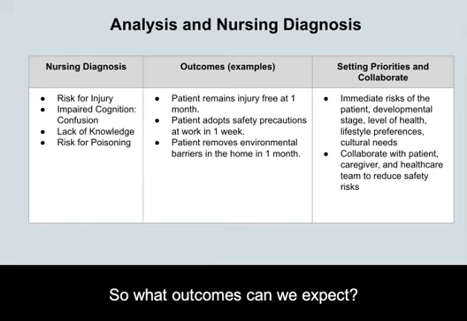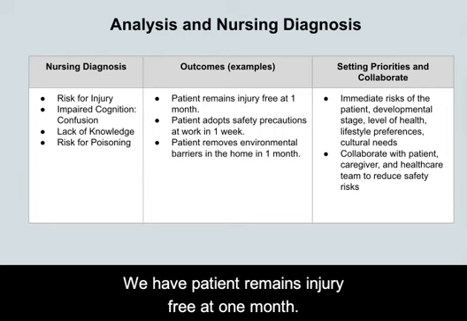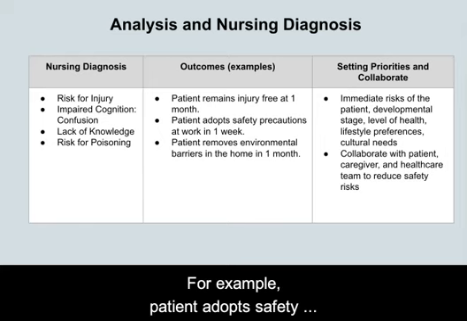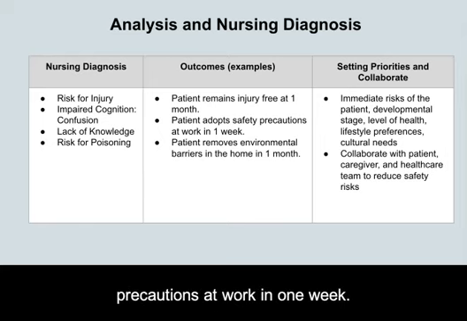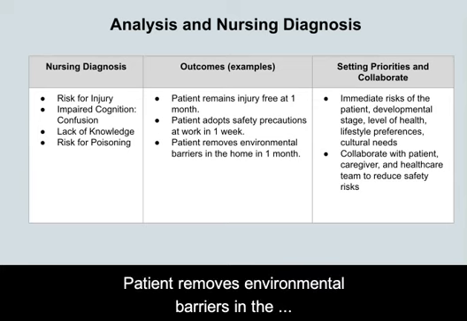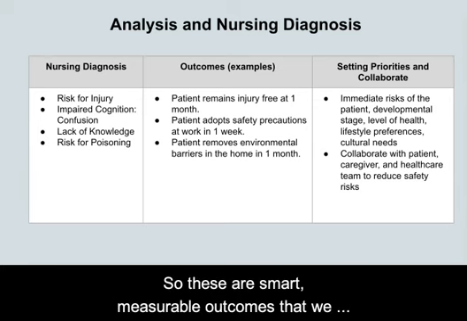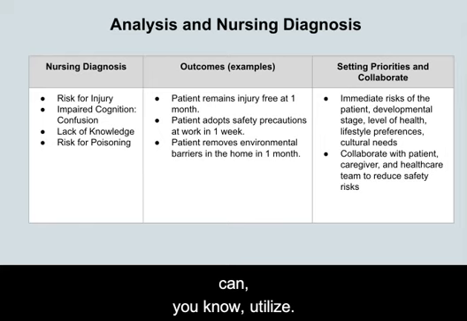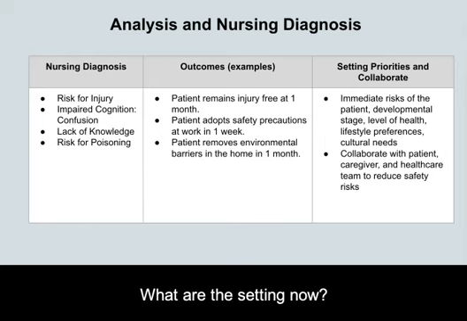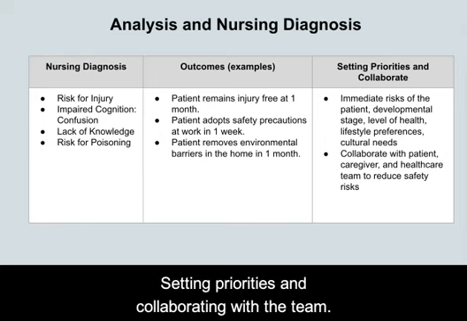So what outcomes can we expect? What are our expected outcomes? We have patient remains injury-free at 1 month, for example. Patient adopts safety precautions at work in 1 week. Patient removes environmental barriers in the home in 1 month. So these are SMART, measurable outcomes that we can utilize. What are the setting priorities and collaborating with the team?